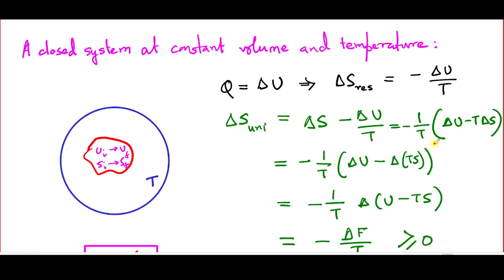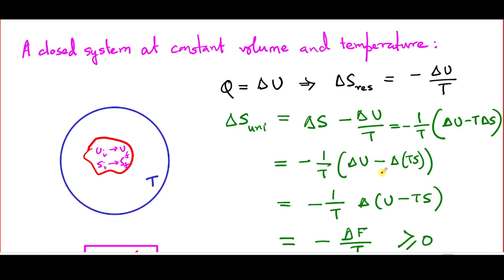And if you take the minus 1 by T out, you get delta U minus T delta S. Using the fact that T is a constant throughout, you can move it inside the delta and you can rewrite this whole thing as minus 1 by T times delta of U minus TS. This really is the decrease in the Helmholtz free energy. So minus delta F by T is the delta S of the universe. And this has to be non-negative, either greater than or equal to 0.